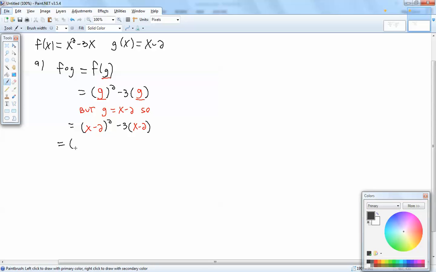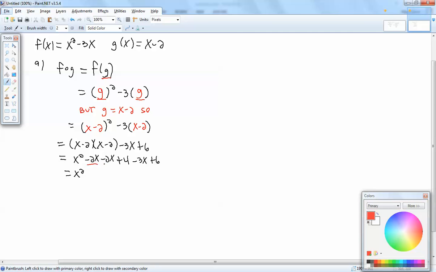Well, then we simplify this. X minus 2 squared is x minus 2 times x minus 2. And then I use a distributive property. Negative 3 times x is negative 3x. Negative 3 times negative 2 is 6. X times x is x squared. X times negative 2 is negative 2x. Negative 2 times x is negative 2x. And negative 2 times negative 2 is a positive 4. Minus 3x plus 6. And then combine together like terms.